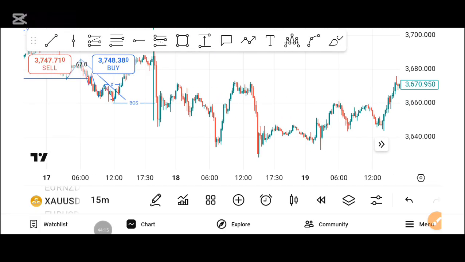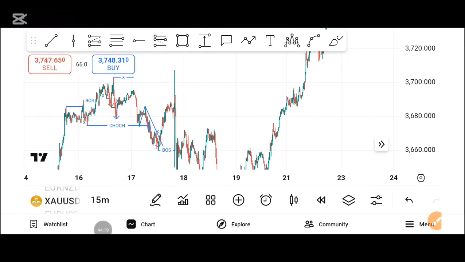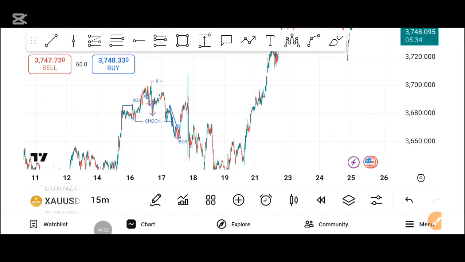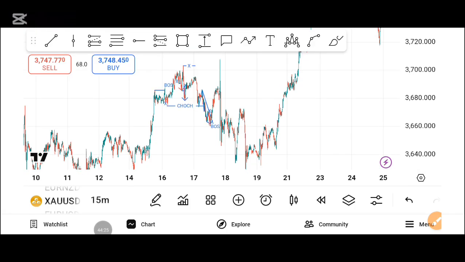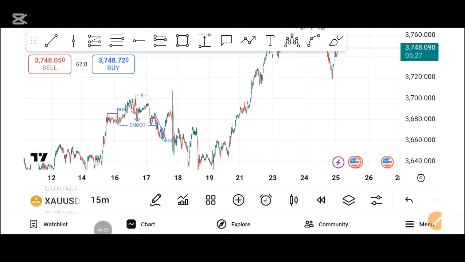So that is how, without liquidity, you can't enter your trade. Without liquidity, you don't enter your trade. Without liquidity, no trade entry. So that is it. That is how you keep.